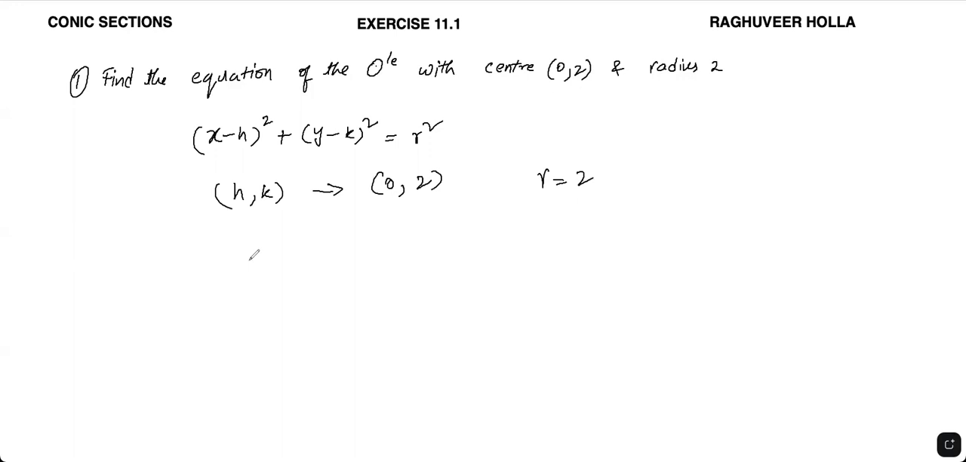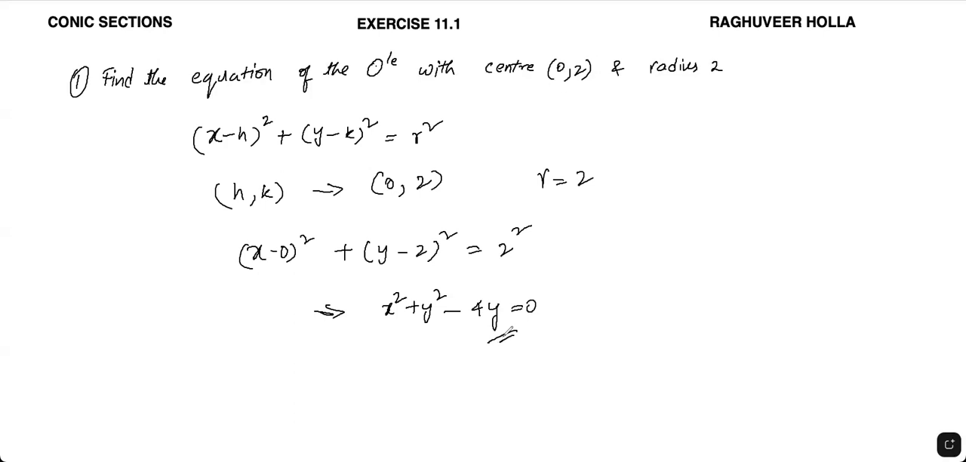So you get (x - 0)² + (y - 2)² = r², which is 2². Now, when you simplify this, you get the equation of the circle, which is x² + y² - 4y = 0.